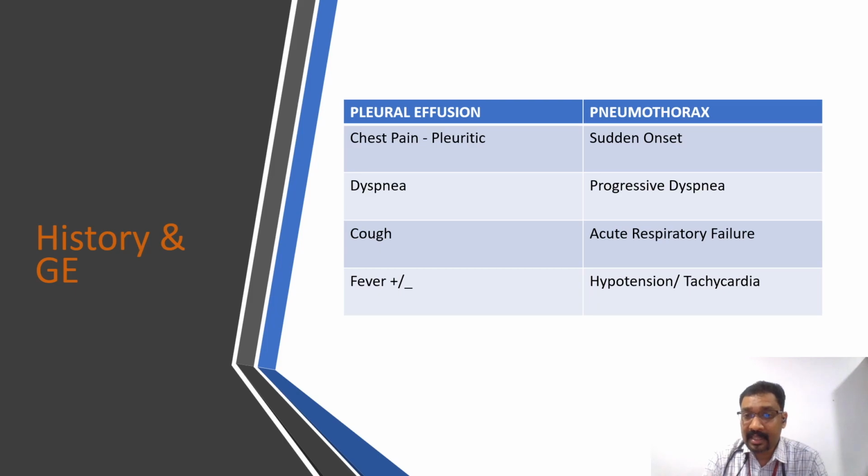Whenever you find significant tachycardia and hypotension in a patient with suspected pneumothorax, you should be thinking of a dire emergency, that is a tension pneumothorax, and accordingly work up and act rapidly on such a patient.